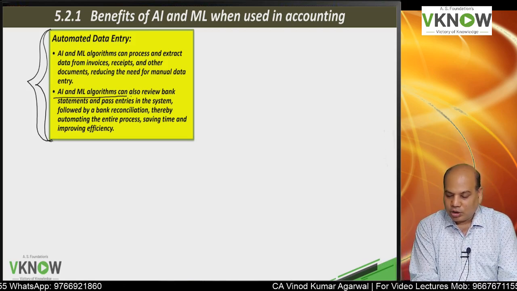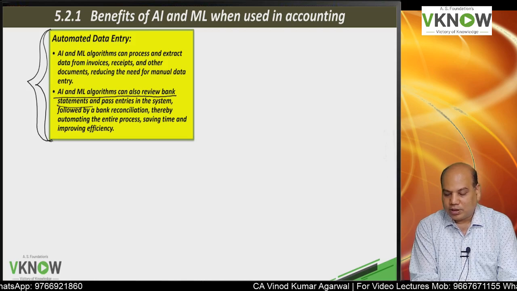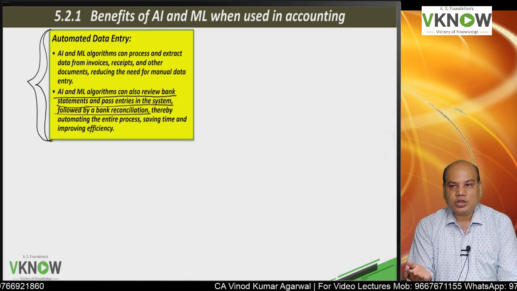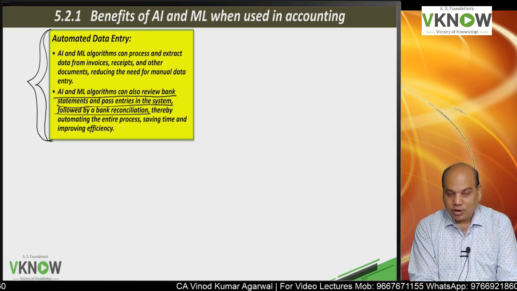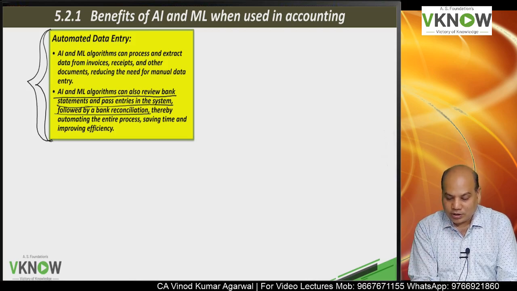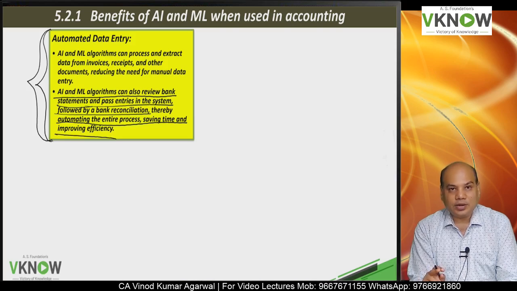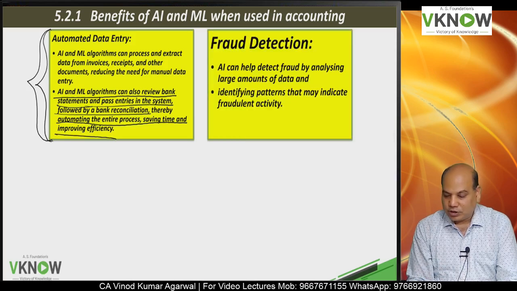AI and ML algorithms can also review bank statements and pass entries in the system. Just scan the bank statement, the bank entry is recorded, and automatically they will do bank reconciliation also. So this whole process will save time and improve efficiency.